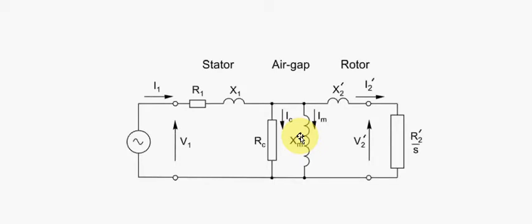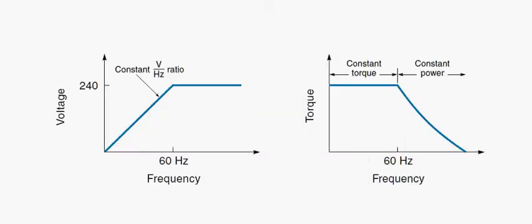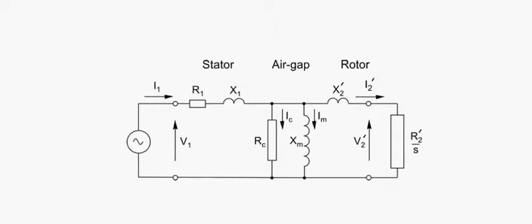Now if we're assuming that the slip remains constant throughout the normal operating range of this motor, in other words, the load is not varying, then the flux in the air gap, if we can keep that constant, well, then we can maintain constant torque in the motor. And the way we do this is by maintaining this ratio, this volts to frequency ratio.